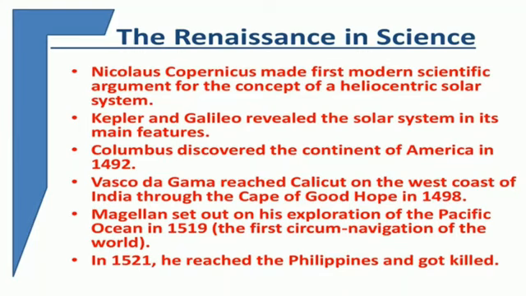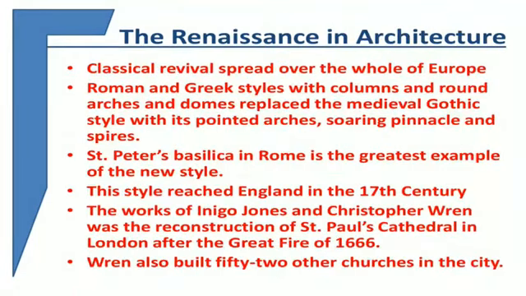Vasco da Gama reached Calicut and the west coast of India through the Cape of Good Hope in 1498. Magellan set out on his exploration of the Pacific Ocean in 1519, and then in 1521 he reached the Philippines and got killed.